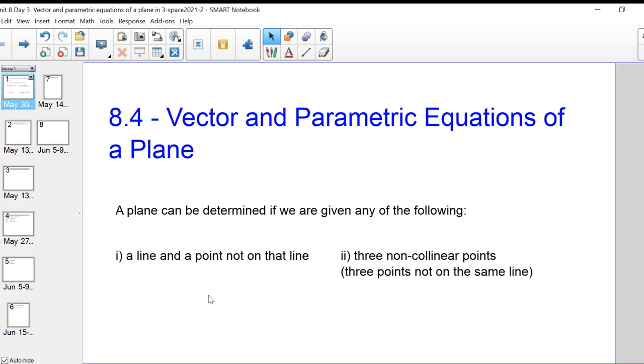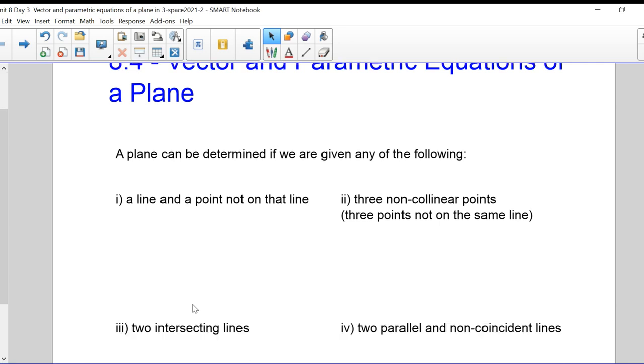So how do I define a plane? Well, I can do it one of four ways. I can give you a line and a point that's not on that line. As long as the point is not on the line, I can define a plane. Just think of a line going through three space and some other point that is not on that line. You can create a plane, a flat surface, by combining those two things. And of course, we know how to create a line already in three space. That's something we did yesterday.